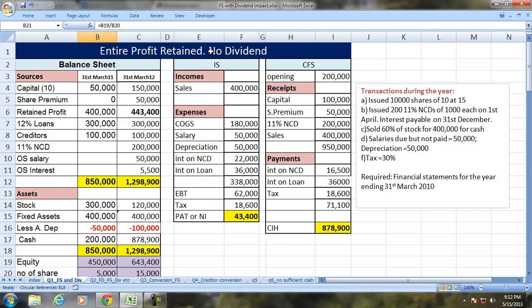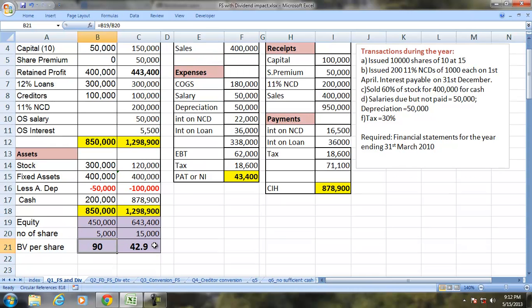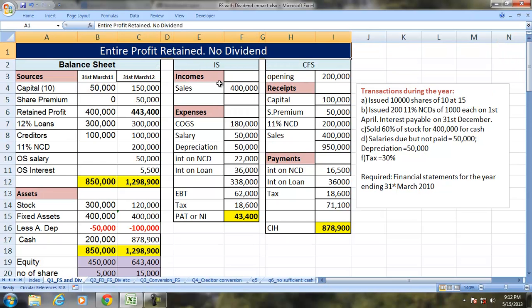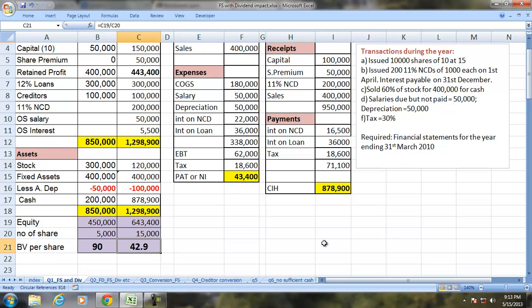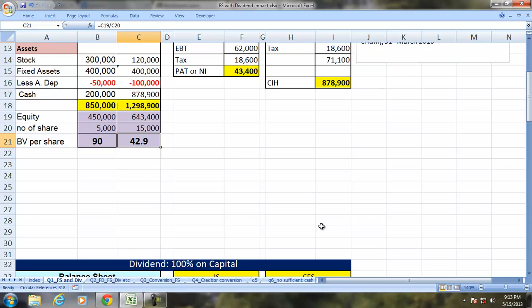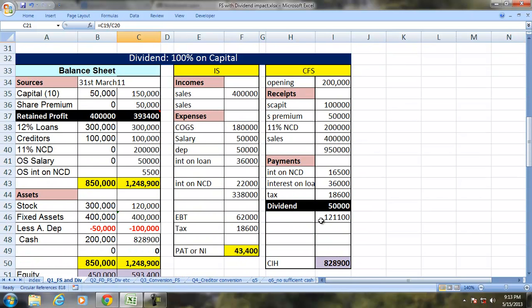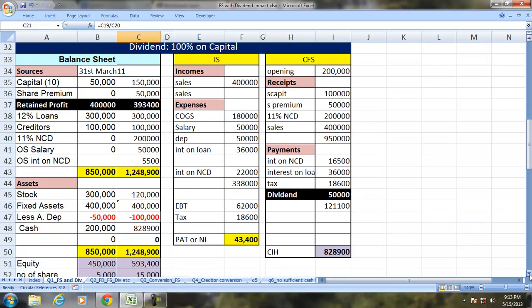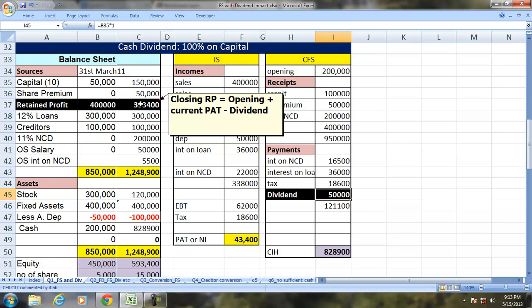Now we will try to understand the effect of the dividend on this book value per share. All other things remaining constant, we'll see how the distribution of dividend will affect the book value per share. So all other things remaining constant, if the company declares cash dividend, 100% of the original capital or the opening capital, no change in any other item except the distribution of dividend in the cash flow and the retained earnings.